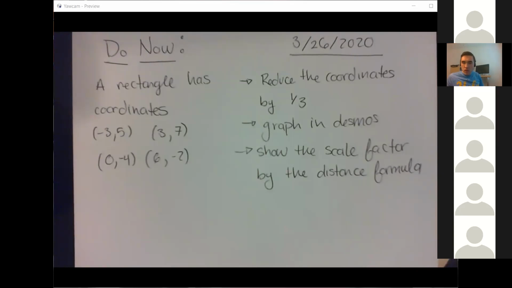I really just have a 1-part warm-up. Number 1: a rectangle has coordinates (-3, 5), (3, 7), (0, -4), and (6, -2). I would like you to reduce the coordinates of this rectangle by a factor of 1/3. Graph both the original rectangle and the new coordinates in Desmos, and then show the scale factor by the distance formula. Is there anybody out there who's never used Desmos?